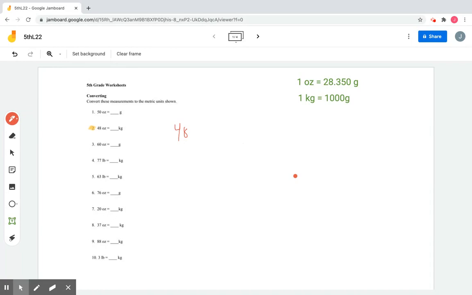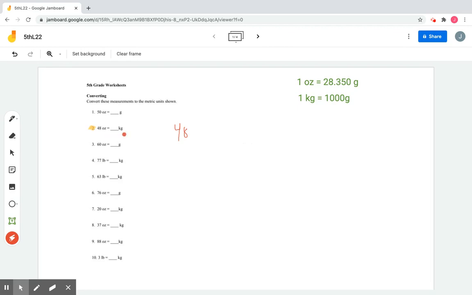So we have to convert 48 ounces to kilograms. And before we start, we have to look at this. 1 ounce is equal to 28.350 grams, and 1 kilogram is equal to 1,000 grams. We're going to use this when we convert the units. And let's go back to our problem. So we have to convert 48 ounces to kilograms.